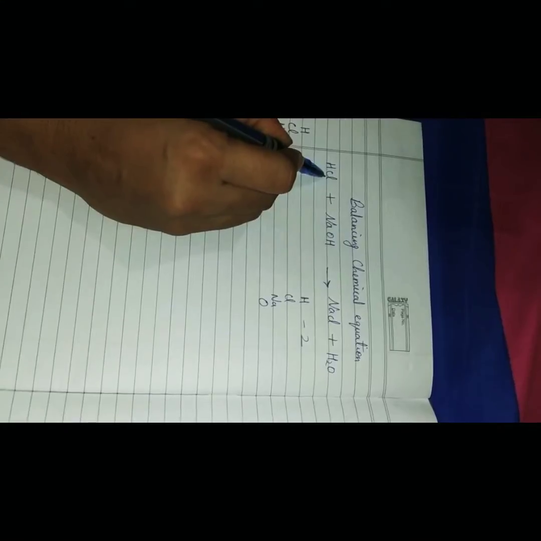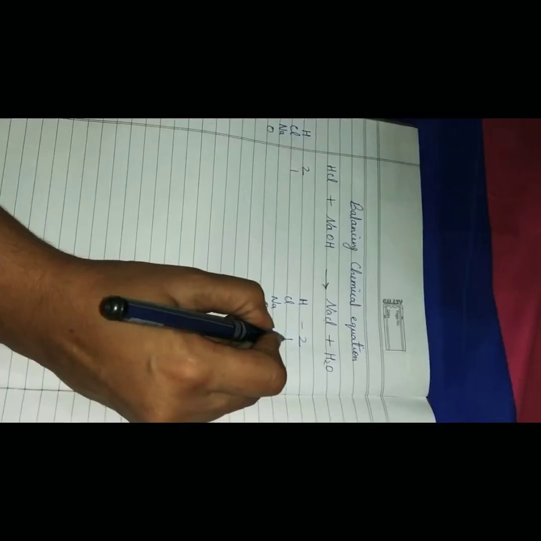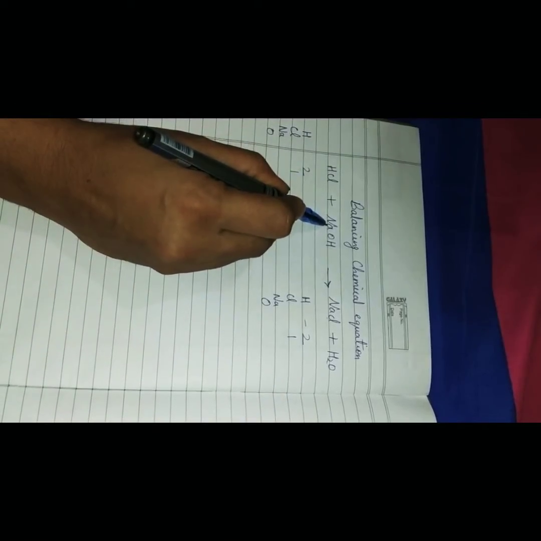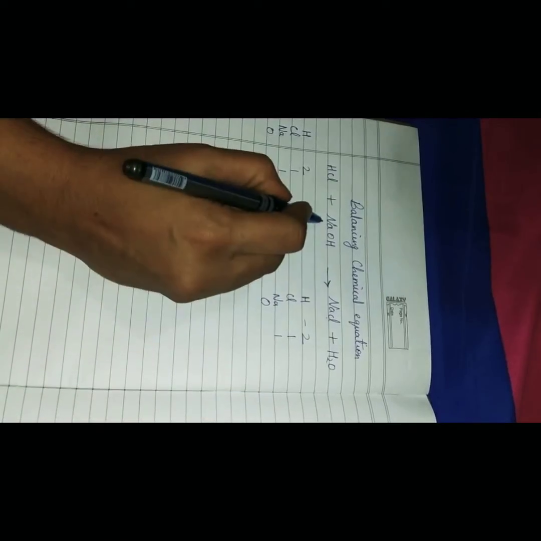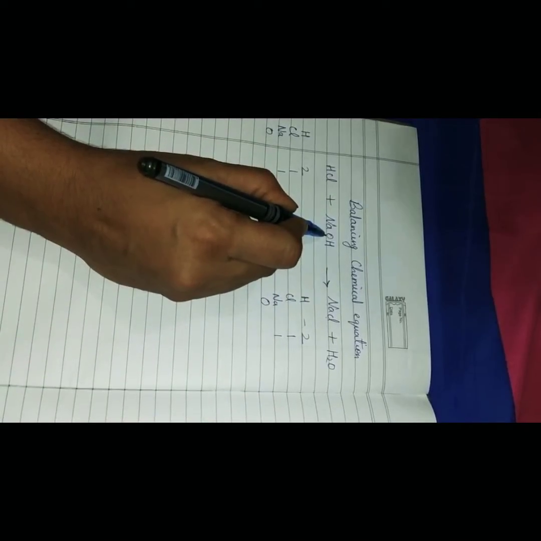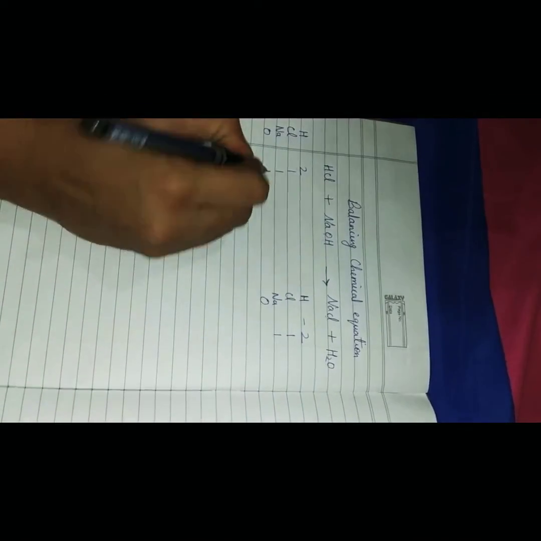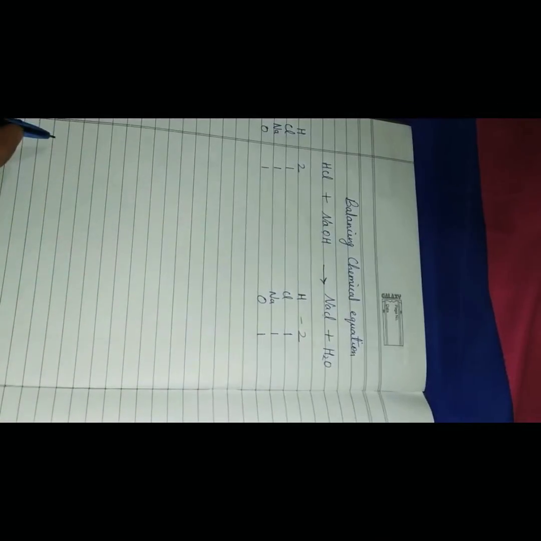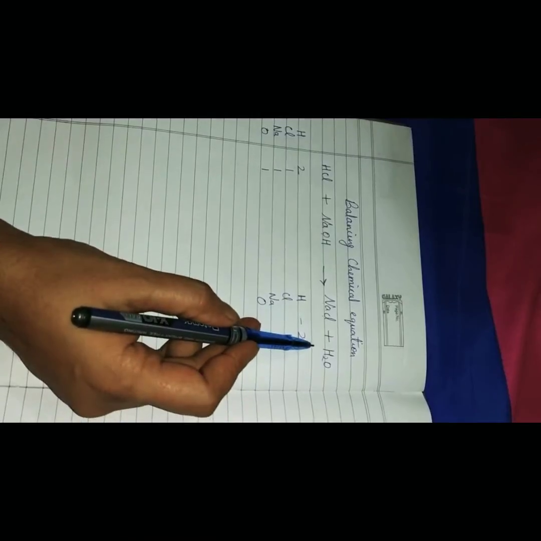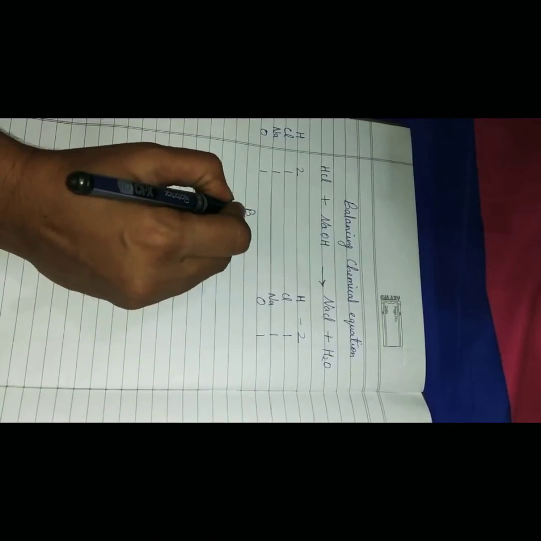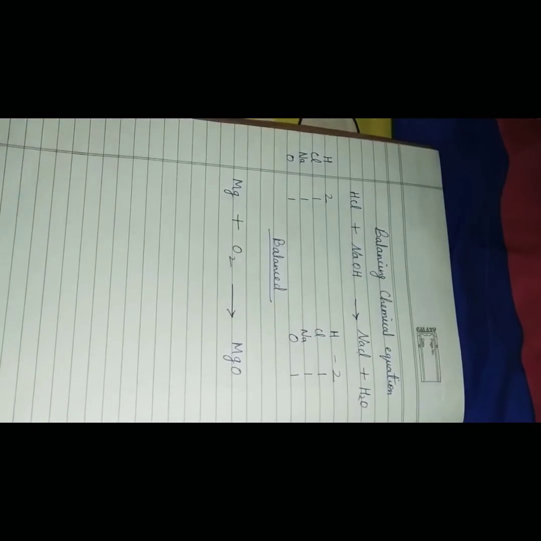Now chlorine. Only one chlorine is here, so chlorine is also balanced. Now count Na. One Na is here, one Na is here, so Na is also balanced. Now count oxygen. Only one oxygen atom is here. Now here only one oxygen atom is present, so oxygen is also balanced. So we can see the number of atoms on the left hand side of the reaction is equal to the number of atoms on the right side of the reaction. So this reaction or equation is said to be a balanced reaction.